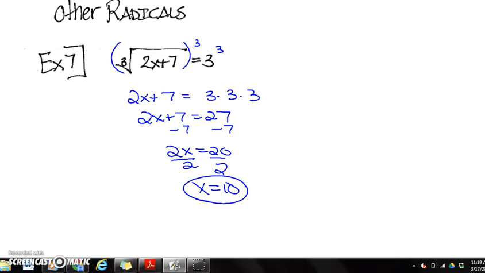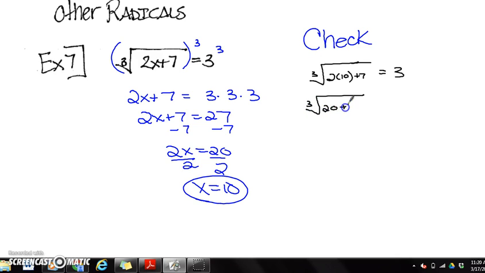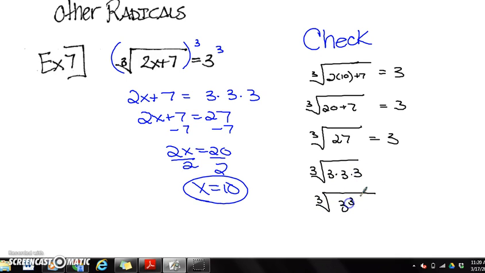Let's check it. And so you have the cubed root of 2 times 10 plus 7 equals 3. So the cubed root of 20 plus 7 equals 3. The cubed root of 27 equals 3. And remember, cubed roots are either positive or negative based on the sign inside. This is a positive 27, which is really like saying it's 3 times 3 times 3, or 3 to the third. That still equals 3. So we say 3 equals 3. Therefore, it's a solution. We're good.